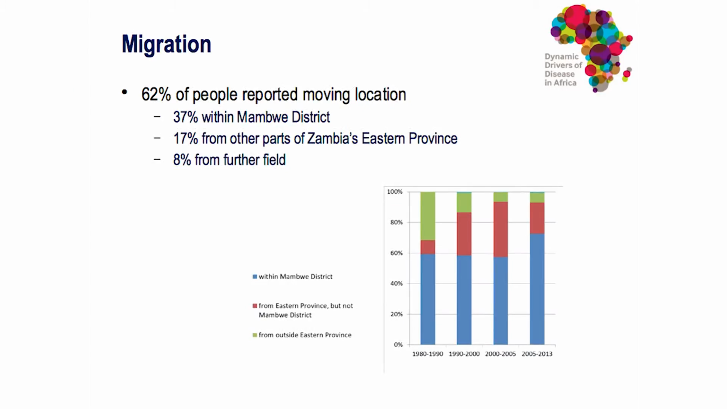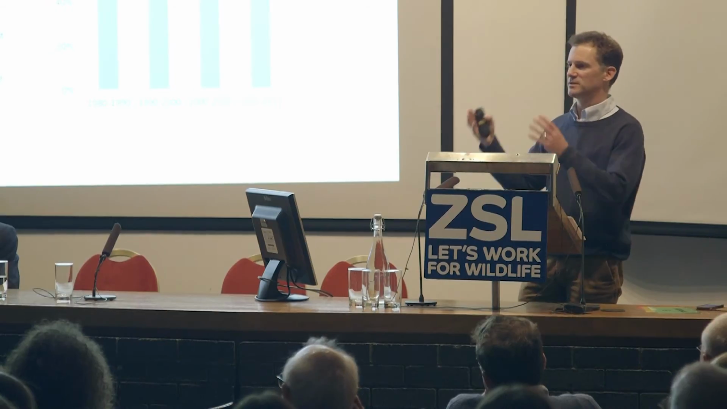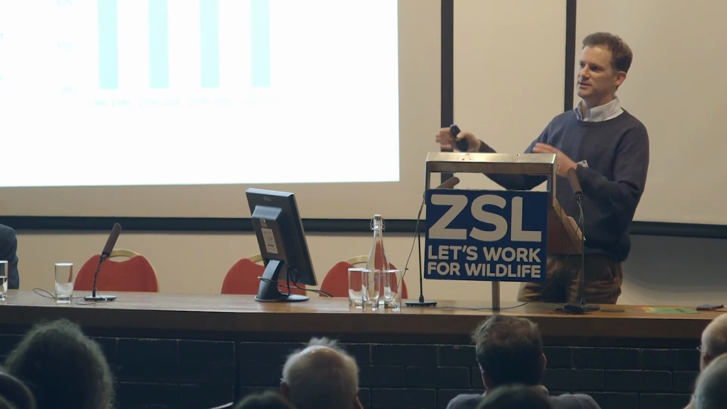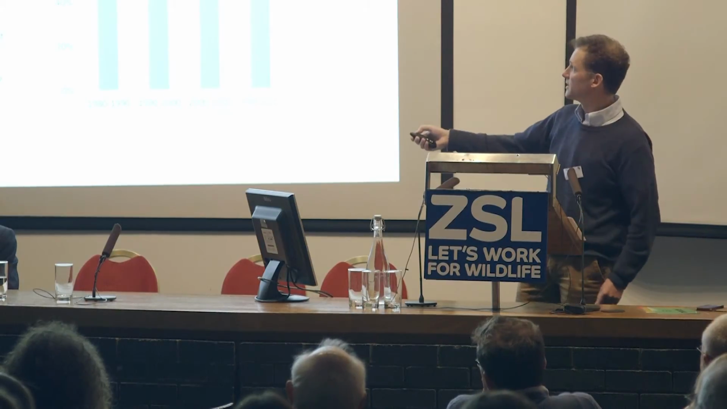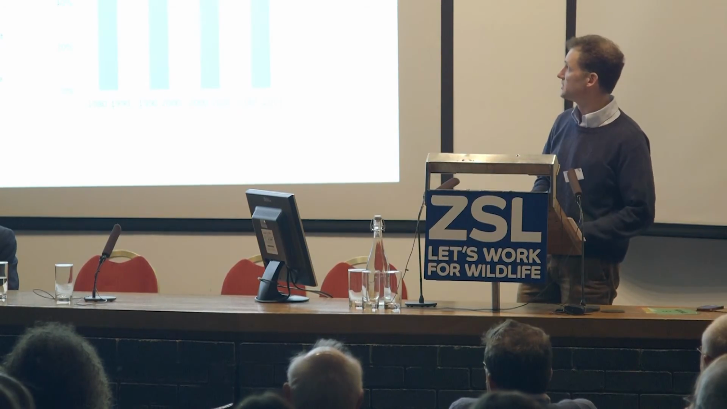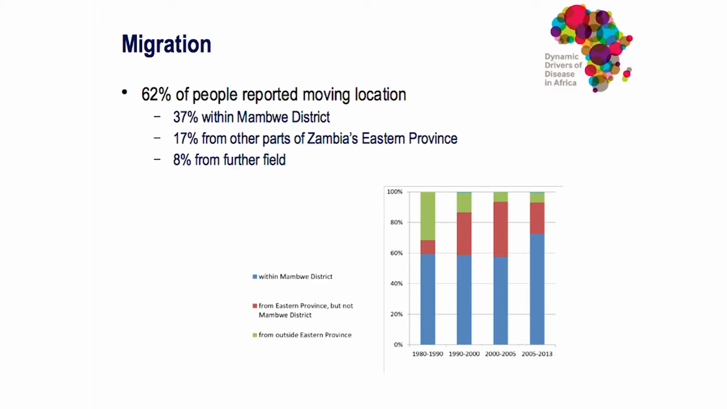Migration was quite complex. Surprisingly, there was a lot more internal migration, so a lot of migration within Mambwe district rather than from outside. The hypothesis at the beginning was that people were moving from the plateau region at the top of Eastern Province down into the study area. And although that's occurring in 17% of respondents, it's less significant than we'd appreciated. But there's a general change, an increase in migration from the Eastern Plateau, which has possibly leveled off.